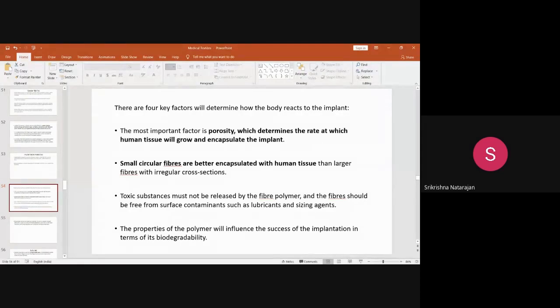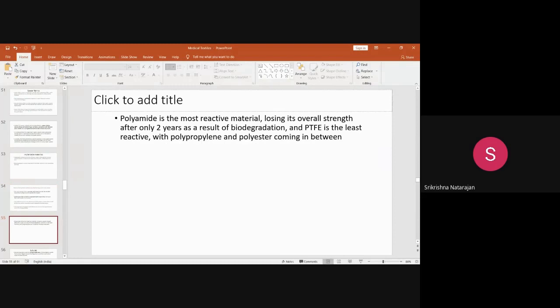And the properties of the polymer will influence the success of implantation in terms of biodegradability. This is also another important thing. It should be biodegradable. And if you see, for these implants, there are many materials used, and they are classified actually based on the reactivity. You can use a number of synthetic fibers also, like polyamides, polypropylene, PTFE, polyester, etc.